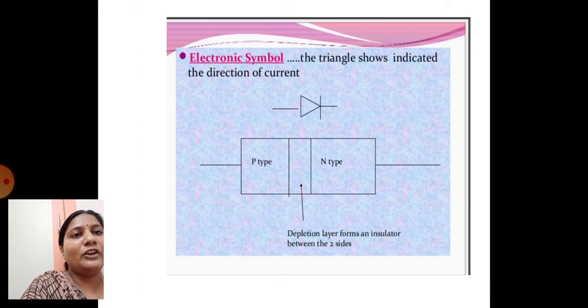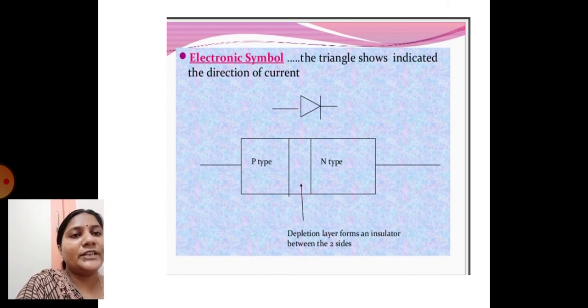Now we can see the symbol of the PN junction diode. It has two terminals, one positive terminal and one negative terminal. The positive terminal is on the left side, which is connected to the P-type semiconducting material, and on the right side we have the negative terminal, which is connected to the N-type semiconductor material. There is an arrow mark in the symbol, and that arrow shows the flow of current. As the arrow implies, in this direction the current flows.